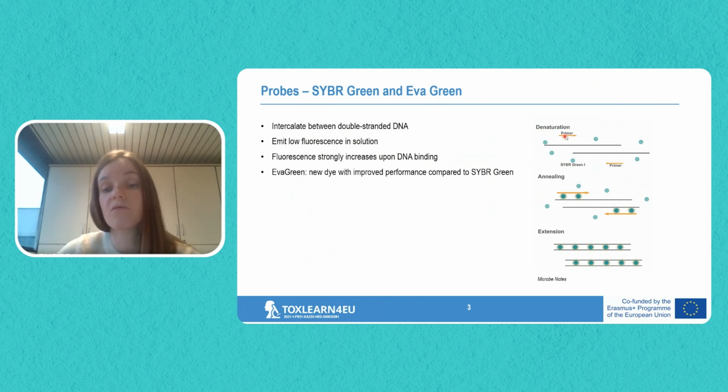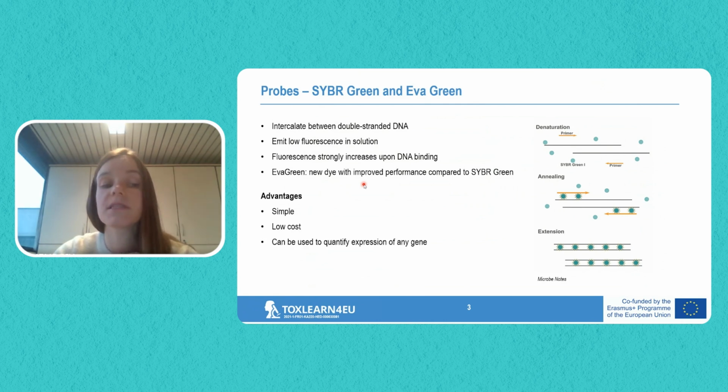So this is the first step of a PCR cycle, which is denaturation. We have here in yellow our primers, and in green we have different SYBR Green molecules. But as you can see here, the two strands of the DNA are denatured, and SYBR Green is freely floating in the solution and is emitting only very low fluorescence. In the next step of the PCR cycle, the primers will anneal and subsequently they will extend. And as you can see, the SYBR Green molecules will intercalate between the two strands of the double-stranded DNA, and their fluorescence will strongly increase. This principle is exactly the same for EvaGreen, but this is a newer dye with an improved performance as compared to SYBR Green.